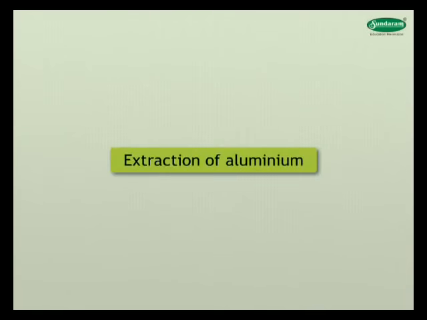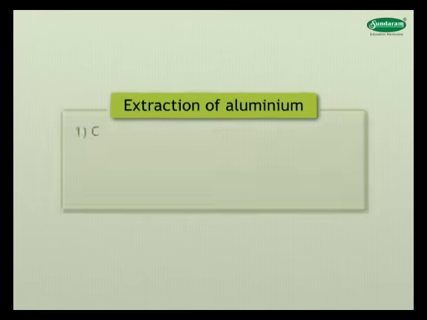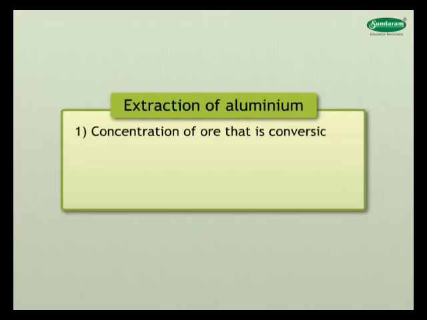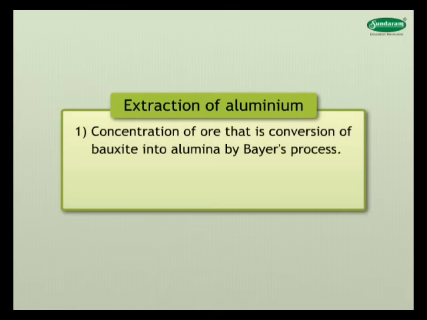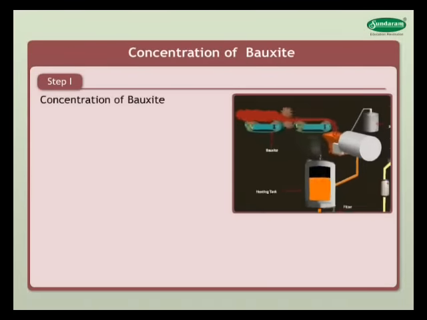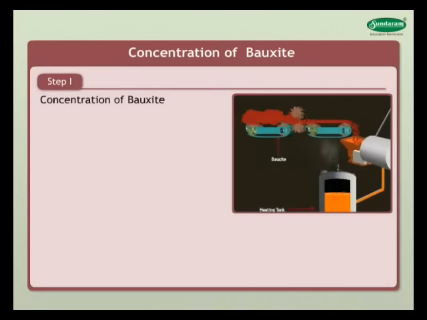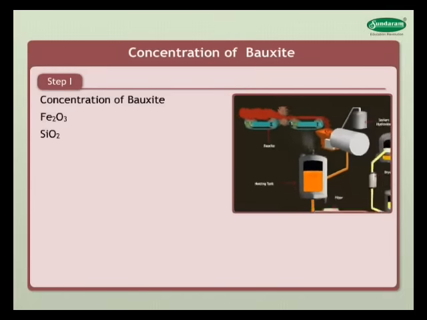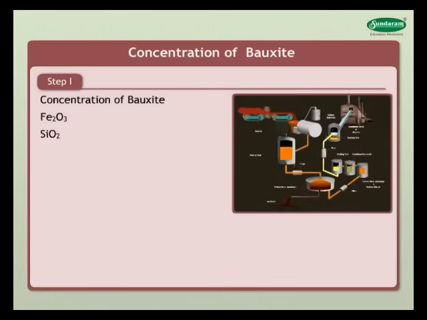It involves two steps. 1. Concentration of ore, that is, conversion of bauxite into alumina by Bayer's process. 2. Electrolytic reduction of pure alumina. Step 1. Concentration of bauxite. Crude bauxite contains impurities like iron oxide, Fe2O3, and silica, SiO2. These impurities are removed by Bayer's process.